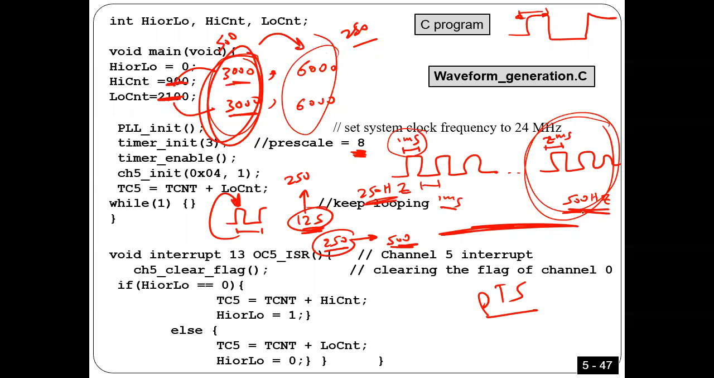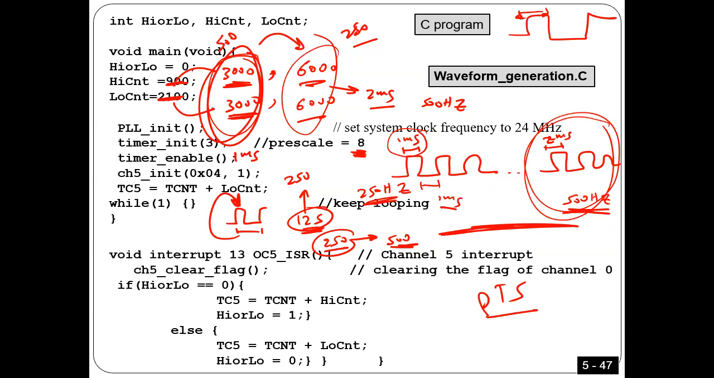So what are the numbers I have to use to generate these kinds of signals? I did the calculations. I found it is 3,000 and 3,000 in the case of 1 millisecond, and in the case of 2 millisecond, which is 500 hertz as I said, it has to be 6,000 and 6,000. That means I have to alternate, I have to change these numbers, alternating between this one and this one.